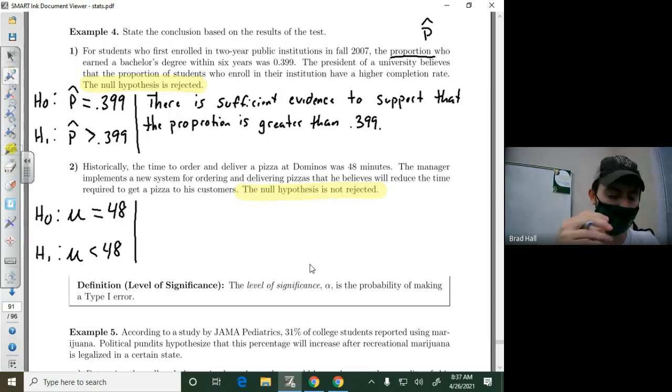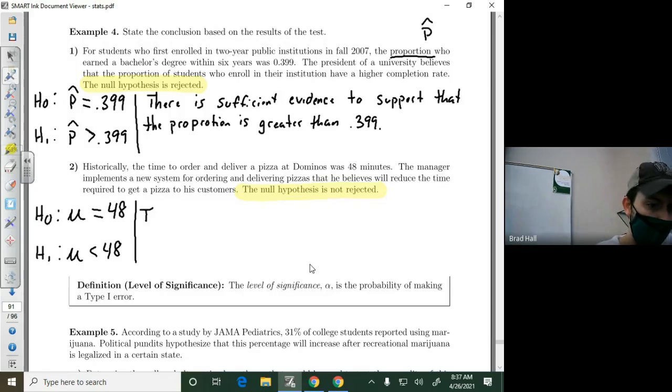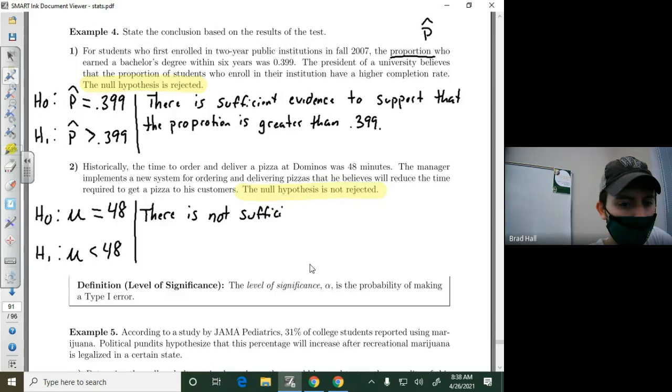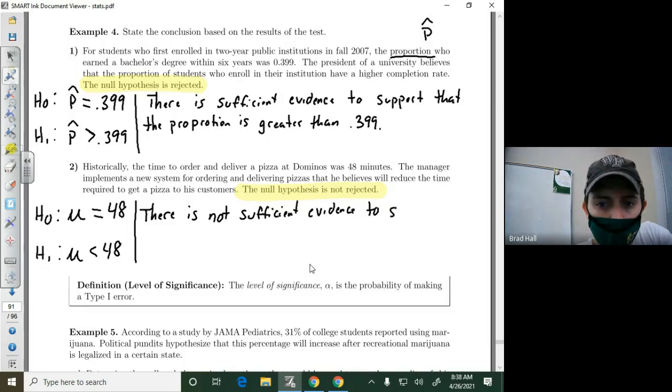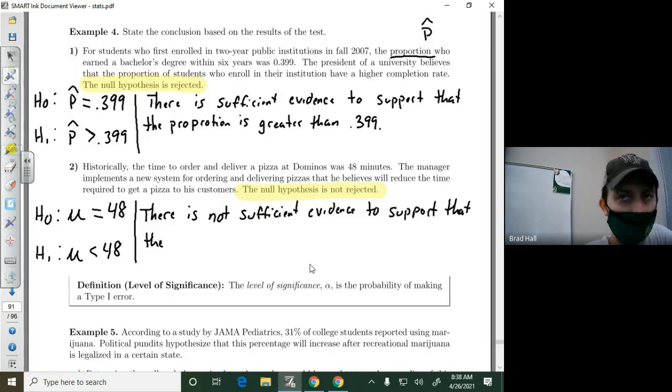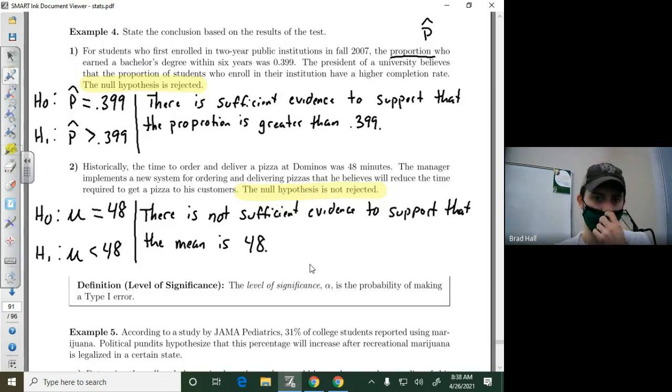But this is to kind of lasso this in a more refined nature. There is not sufficient evidence to support that the mean, since we have the mean now instead of the proportion, is 48. And we don't have to use an inequality symbol because it's referring to the null hypothesis now. Because we did not reject the null hypothesis, so it's still something to consider.